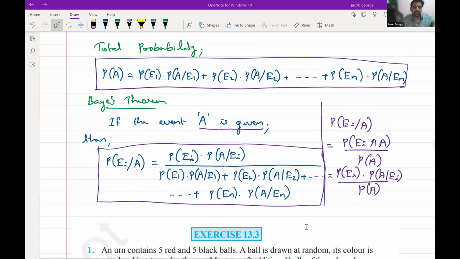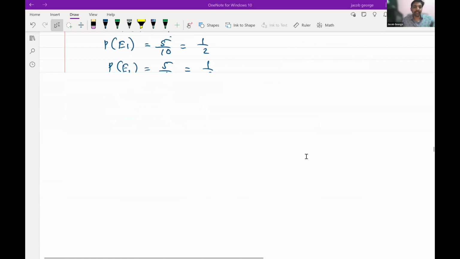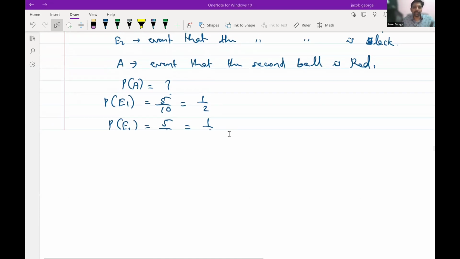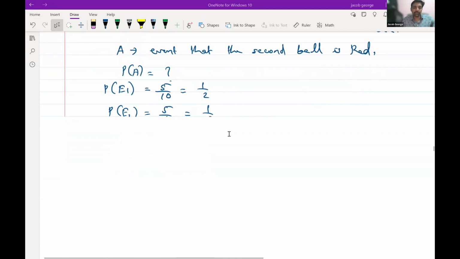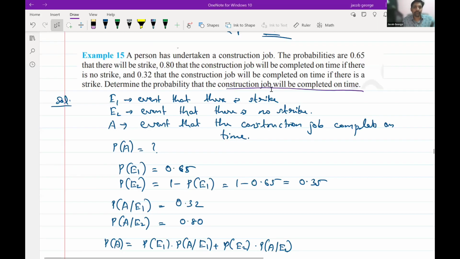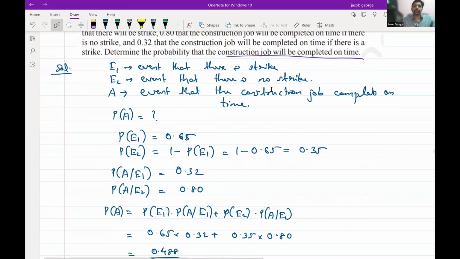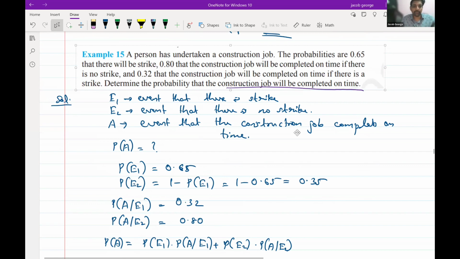Did you note down the formula, total probability and Bayes theorem? Yes. Now see the first question. I will start with the second question of 13.3. Before that, an example, a worked out example. Example number 15. It is a total probability question. Worked out example number 15.